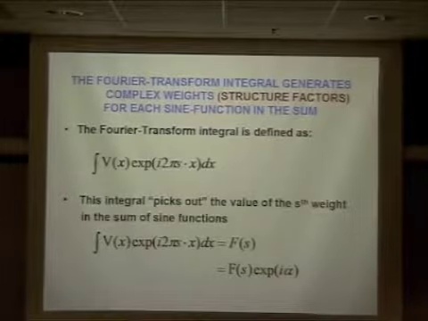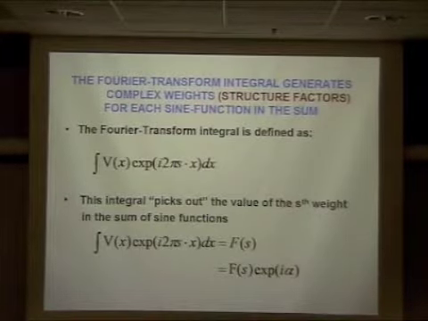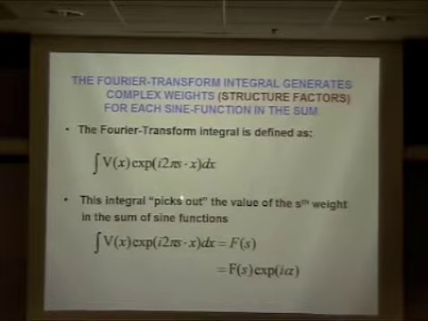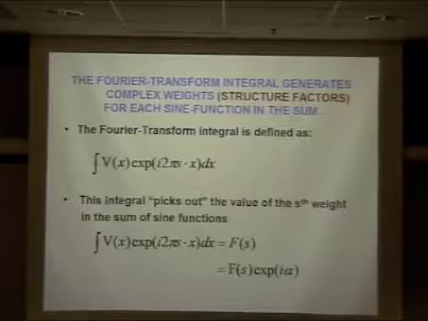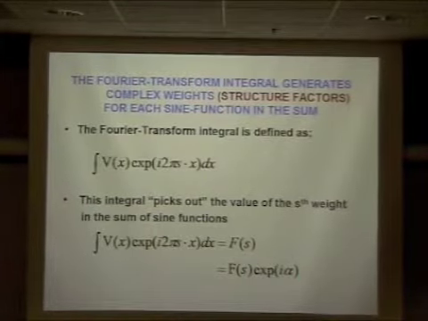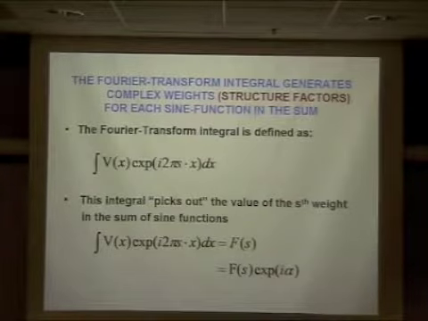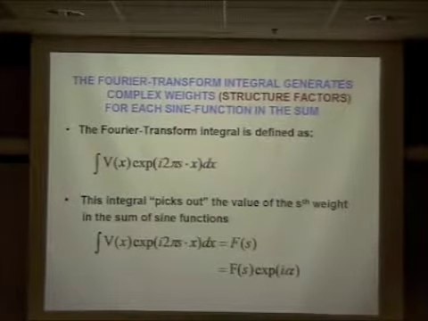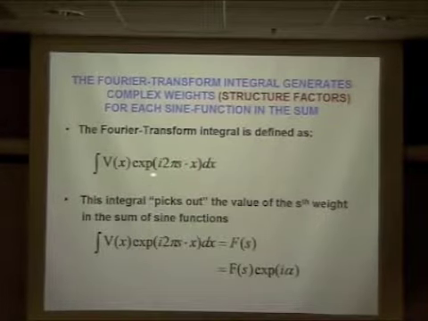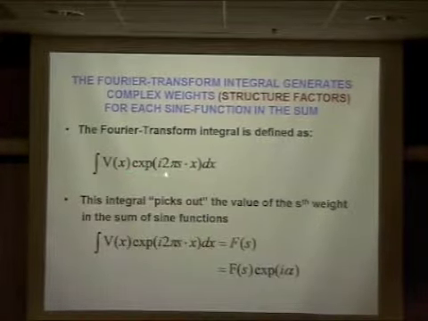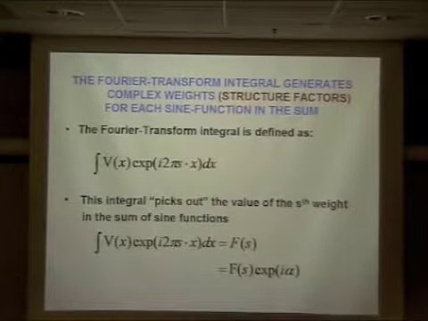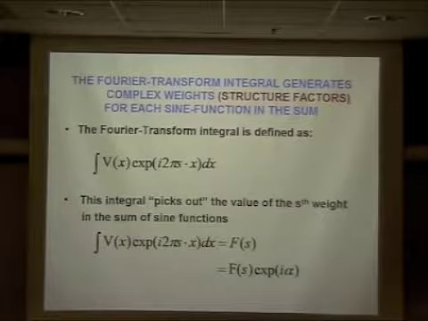And this Fourier transform picks out the value of the amplitude and the phase of that sine function. So the sine function has a frequency S. S occurs only once in this definition of a Fourier integral. If I took a different S, then I would get the amplitude and phase for a different spatial frequency.